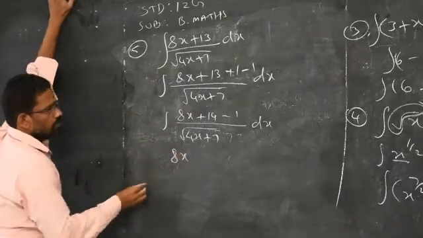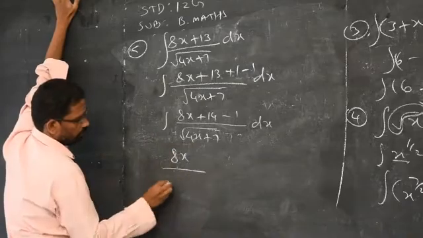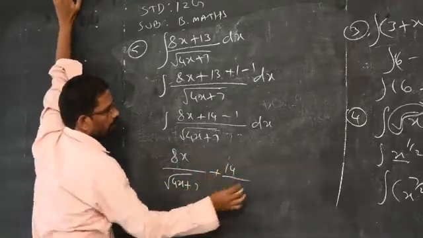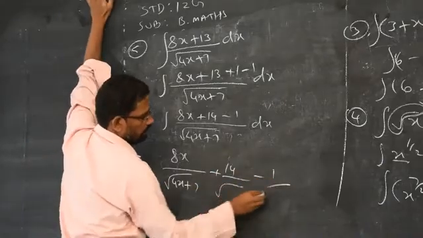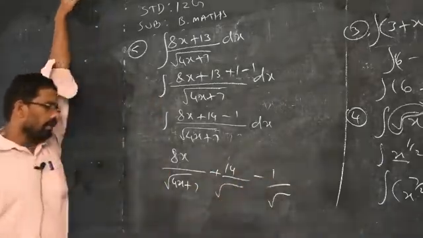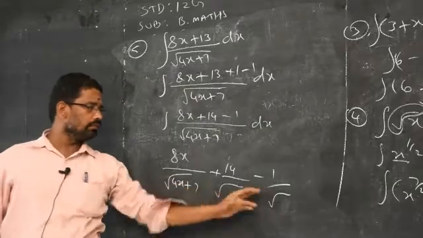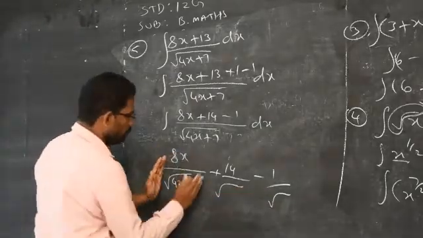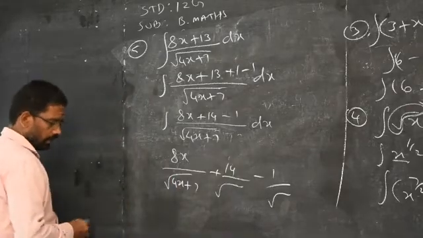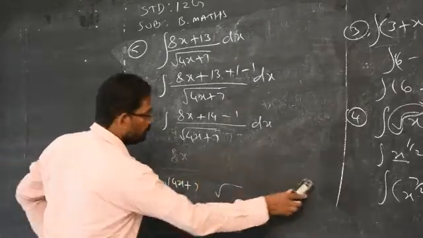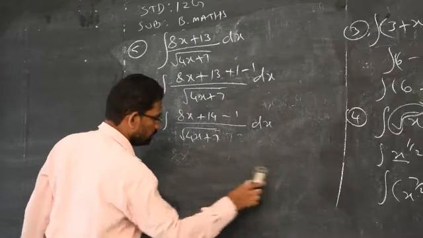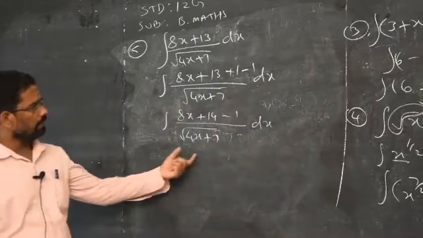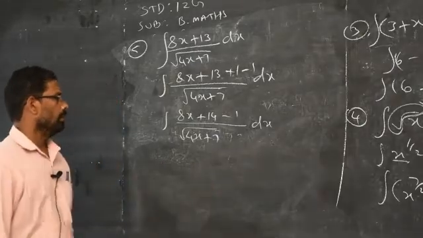You may write some questions. 8x by square root of 4x plus 7, plus 14 by the denominator, minus 1 by the denominator. If you rewrite, you can integrate only these two, but you cannot integrate the first term. Again you go for the same decomposition rule. Clear? It will take more steps. So you don't separate the numerator with the help of the denominator in that way.